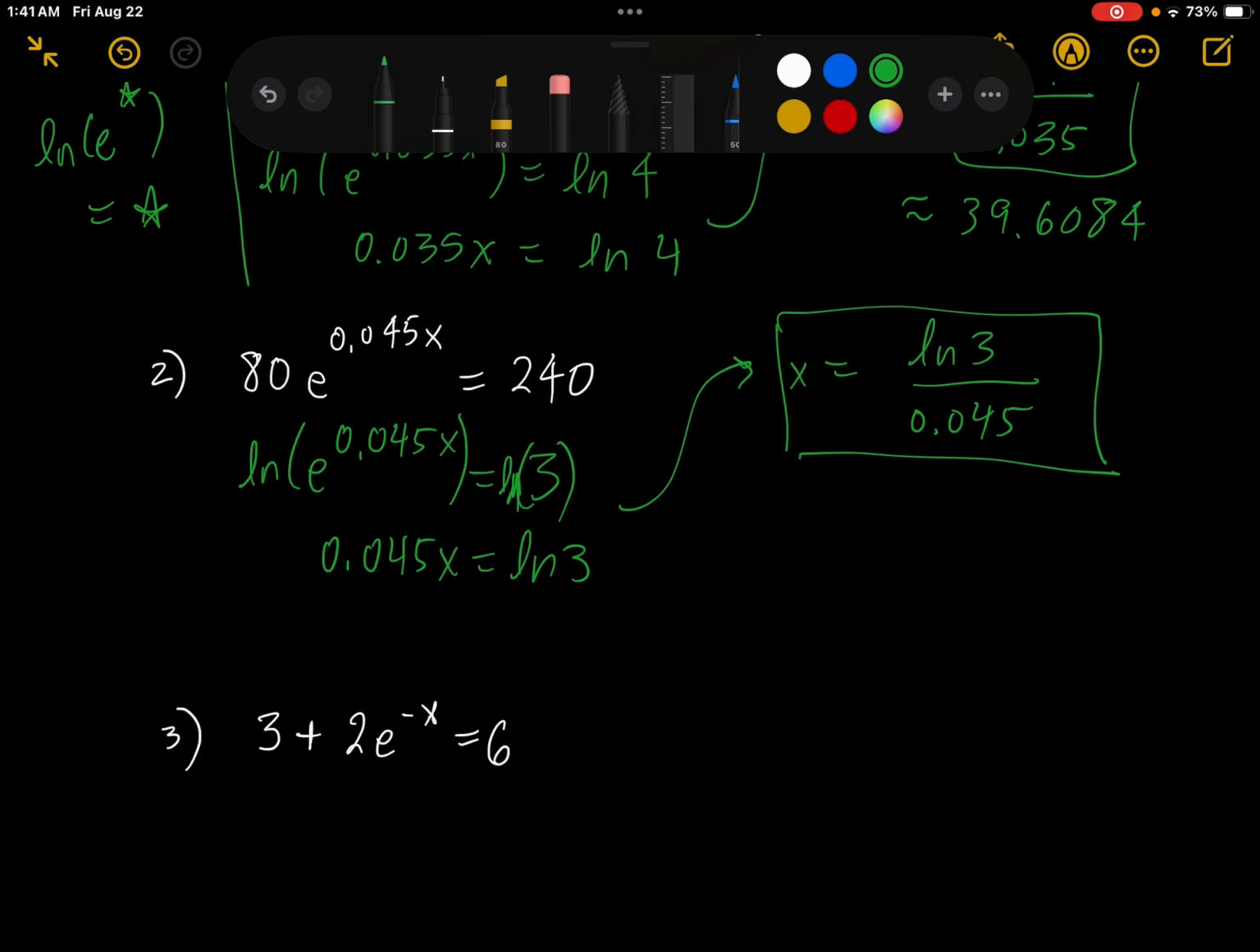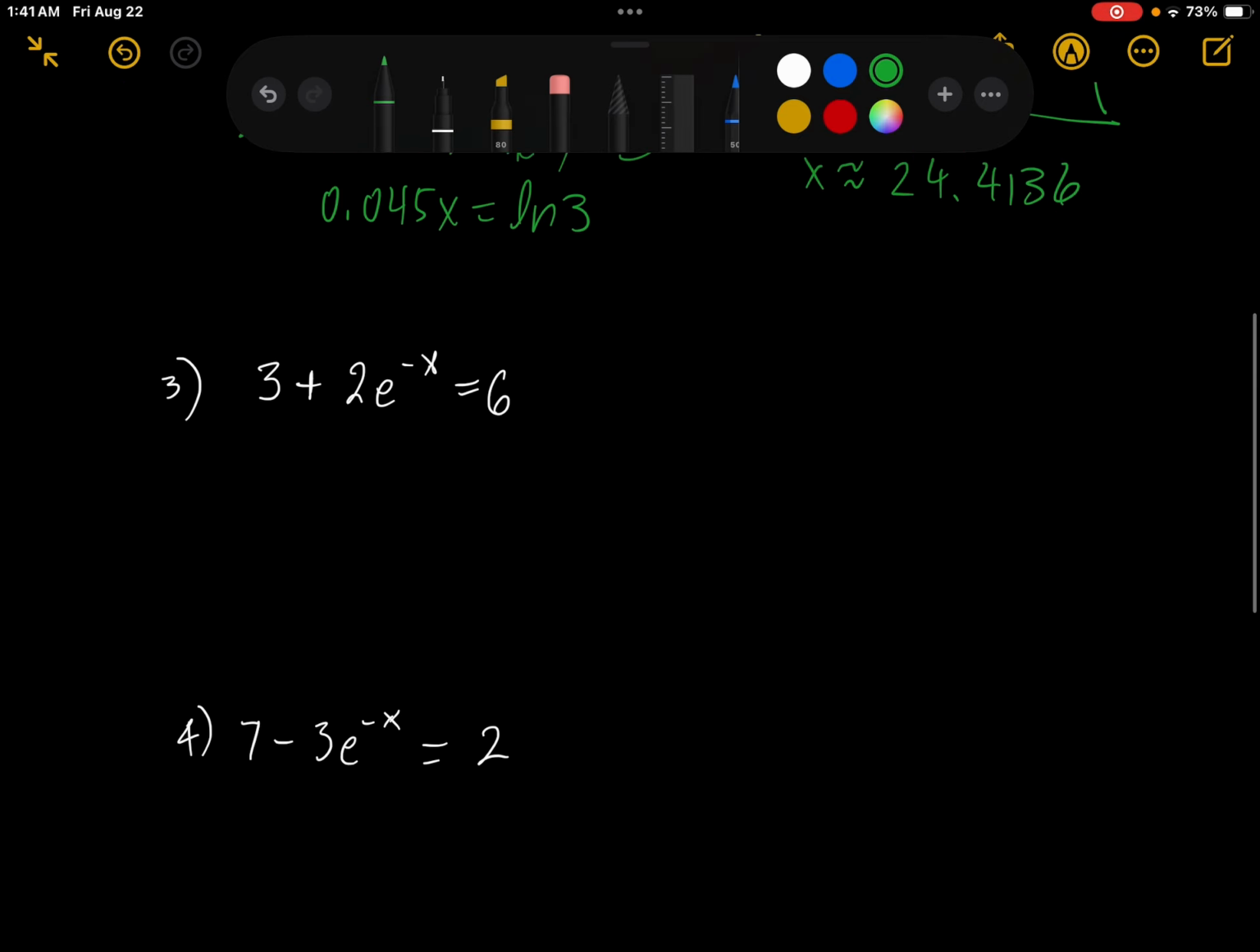That's the exact answer. But if you want an approximation, you can put it into your calculator and get that it's approximately 24.4136. Okay, number 3. Slightly different because we have an addition, but that's not too difficult. Let's subtract 3 on both sides. You get 2 e to the negative x is 6 minus 3. That's 3. And now we're back where we started.